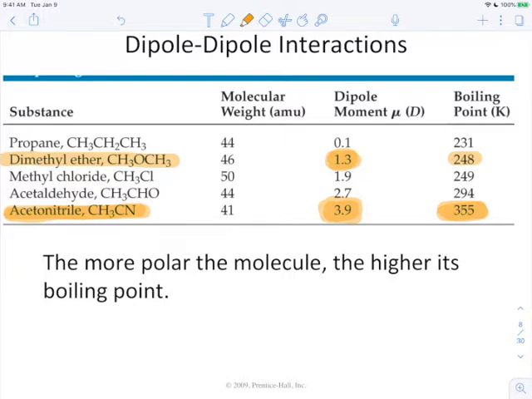So at the bottom it says the more polar the molecule, the higher its boiling point. This is something we're going to see throughout this section, the greater the positive and negative charges it has, the more it is going to stick to its neighbor, just like we saw when we were doing lattice energy. So before we talked about a 2 plus and 2 minus versus a 1 plus and 1 minus, now we're talking about a dipole moment that in this case is a 3.9 versus a 1.3.